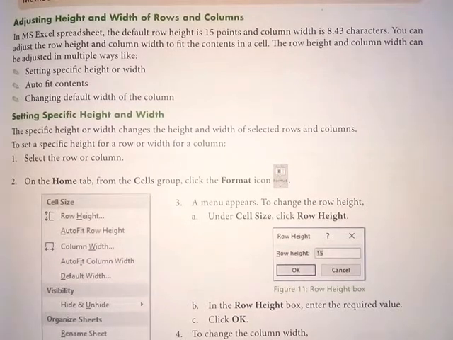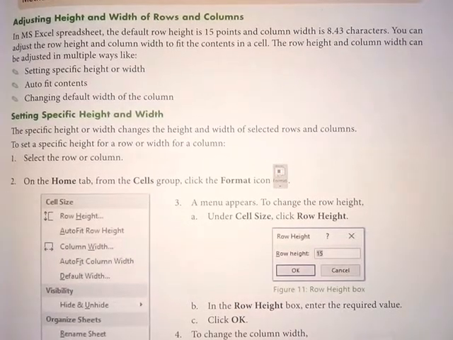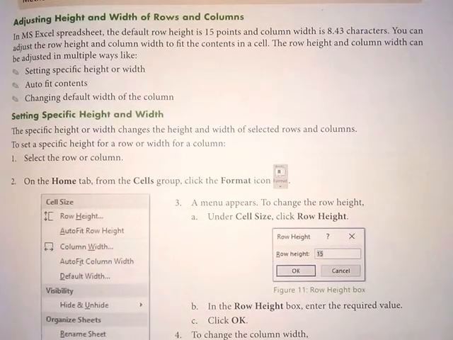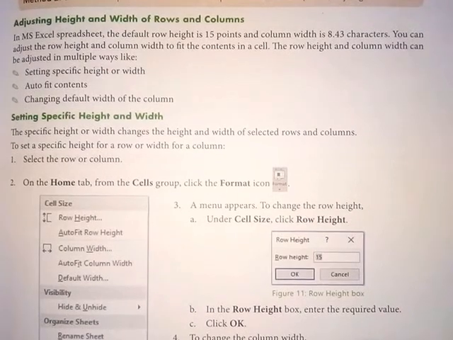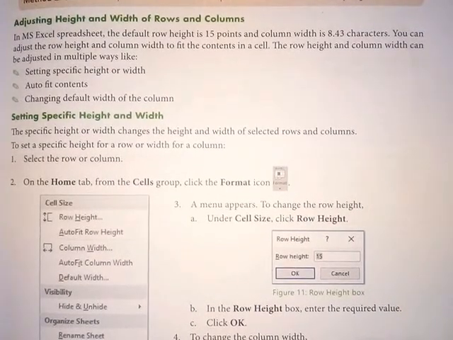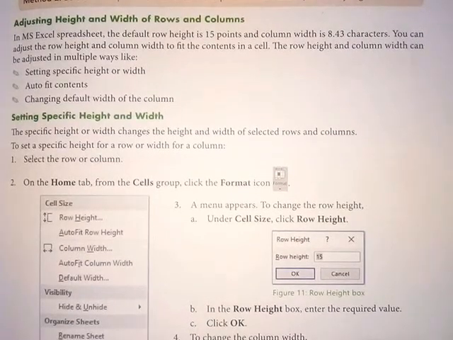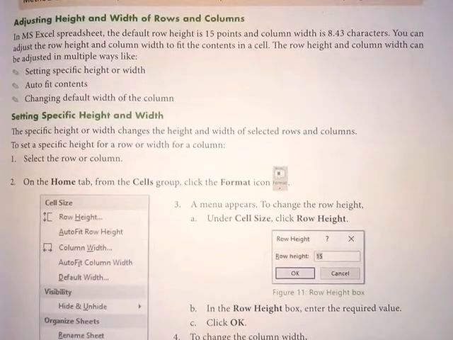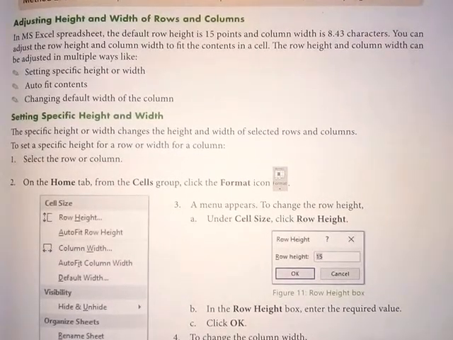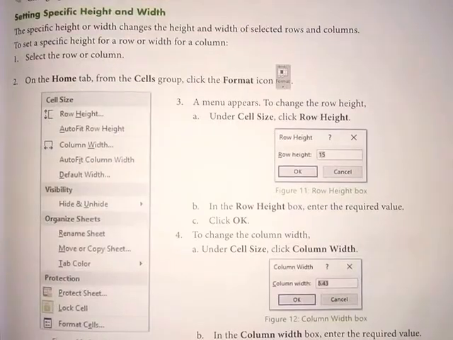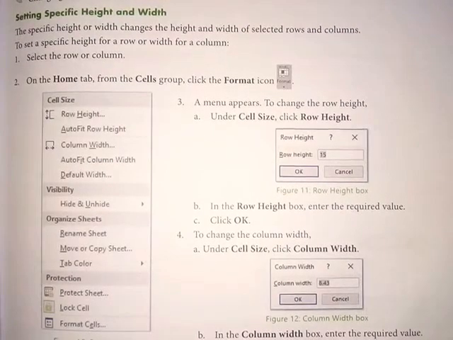Adjusting height and width of rows and columns. In an MS Excel spreadsheet, the default row height is 15 points and the column width is 8.43 characters. You can adjust the row height and column width to fit the contents in a cell. The row height and column width can be adjusted in multiple ways, like setting specific height or width, auto-fit contents, and changing the default width of the column.